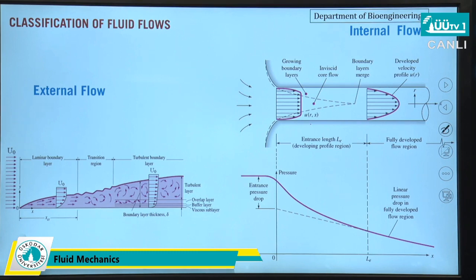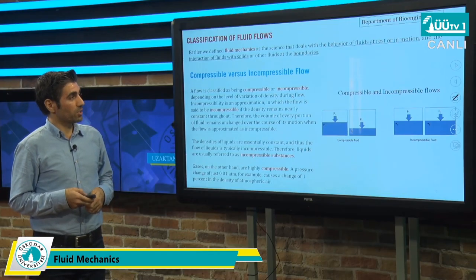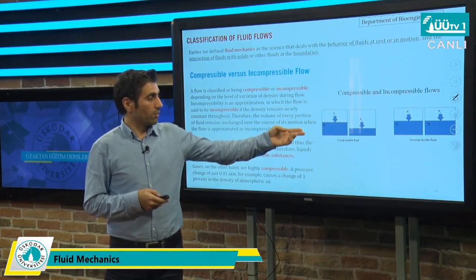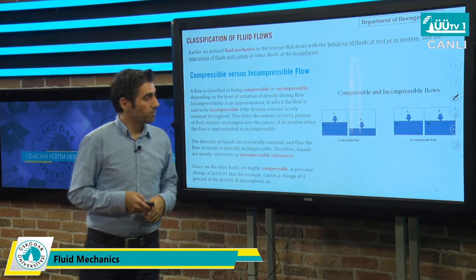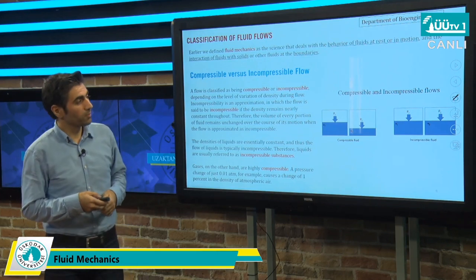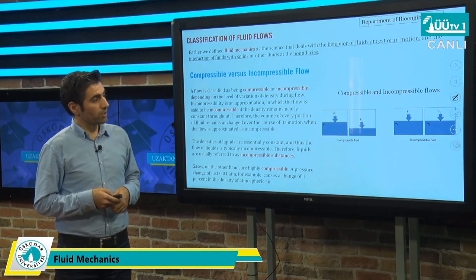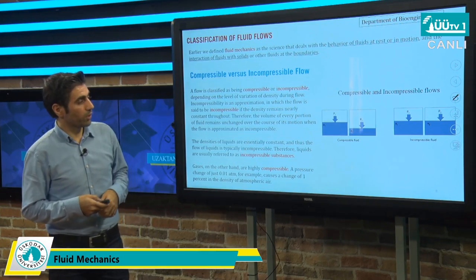So we call this flow an internal flow. Another classification of flow that we face in fluid mechanics is compressible and incompressible flow. Here in this figure, let's consider a fluid with volume V1 that is under pressure P1. Then we increase the pressure from P1 to P2, right? As you can see here, the volume changes by increasing the pressure. So we call this fluid a compressible fluid.